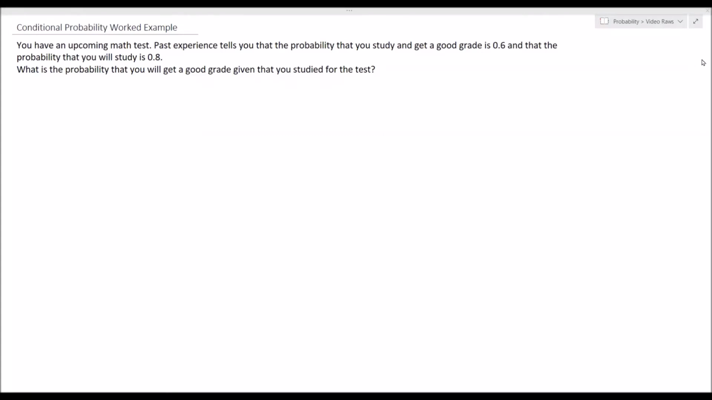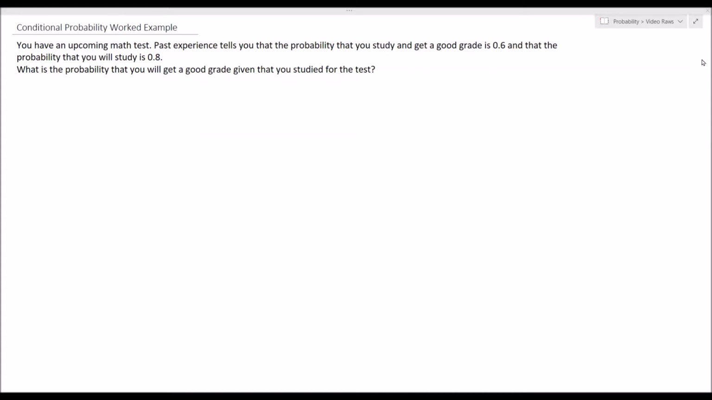Conditional probability worked example. You have an upcoming math test. From your past experience, you know that the probability that you study and get a good grade for math is 0.6, and that the probability that you'll study for any test is 0.8. So what is the probability that you'll get a good grade given that you studied for the test?